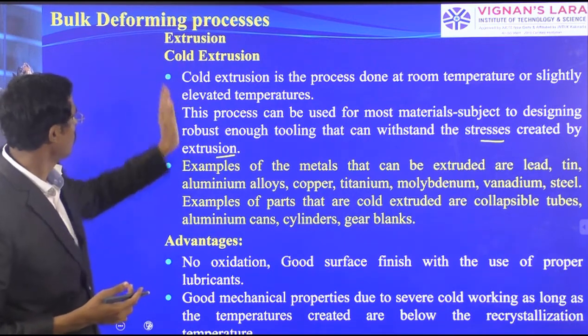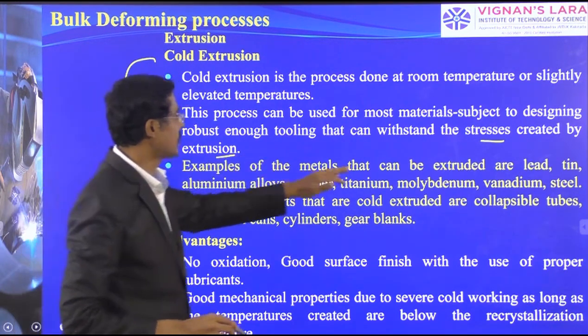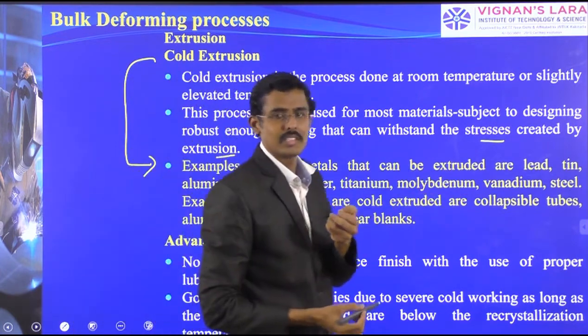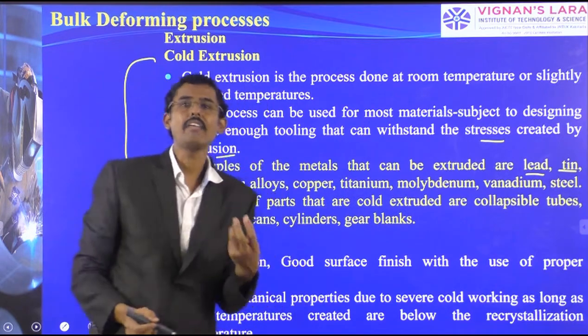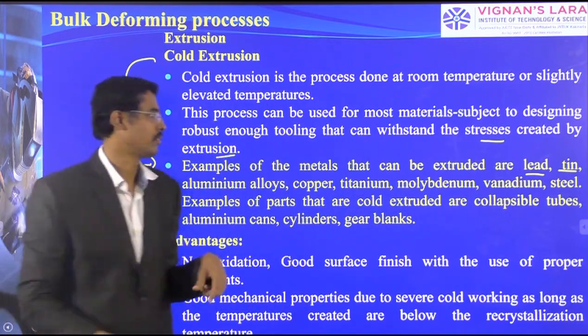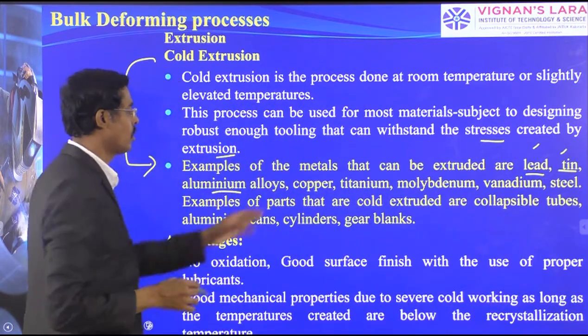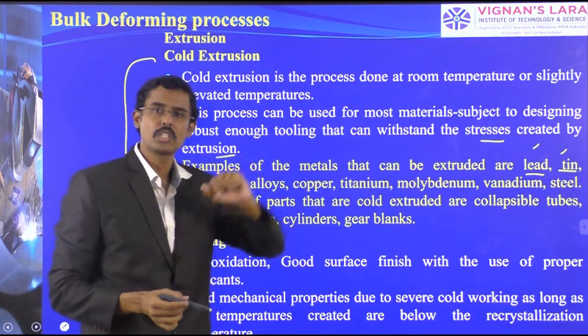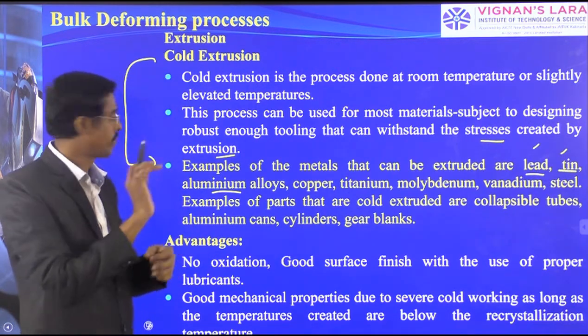Examples for this cold working I am giving. For this cold working, examples of the materials that can be extruded are, see, lead, tin, very low melting point and very ductile in nature at room temperature itself. Lead, tin, aluminum alloys, copper, titanium, aluminum, vanadium steels, these are ductile in nature. So therefore it is easy to compress.